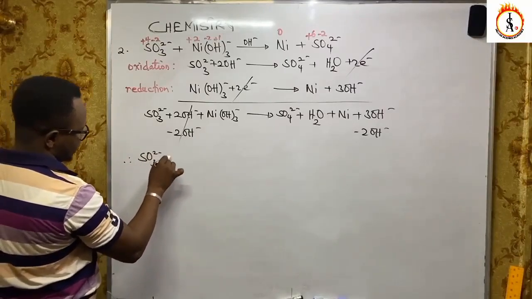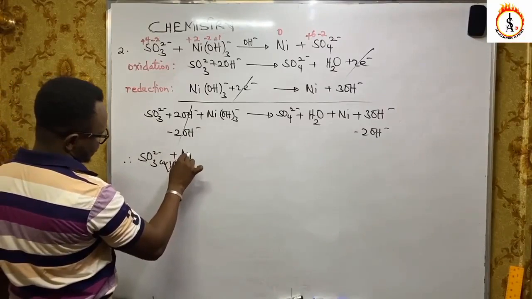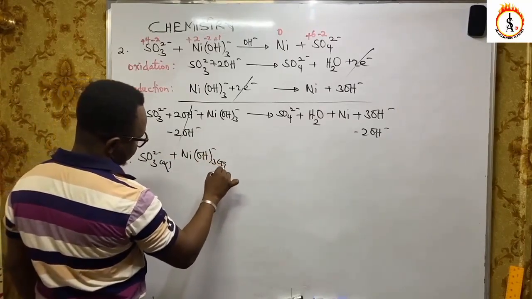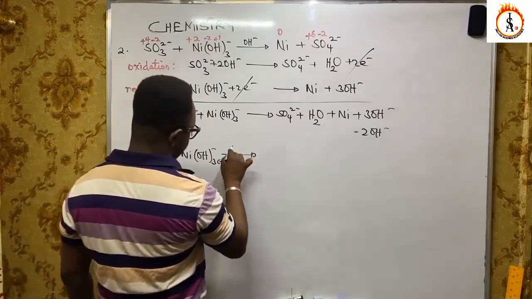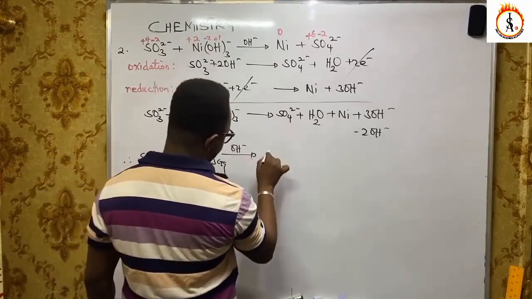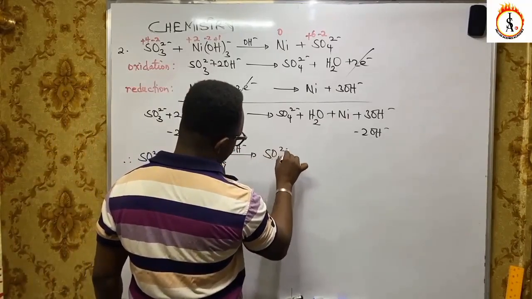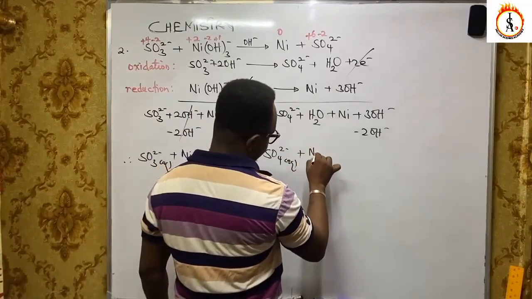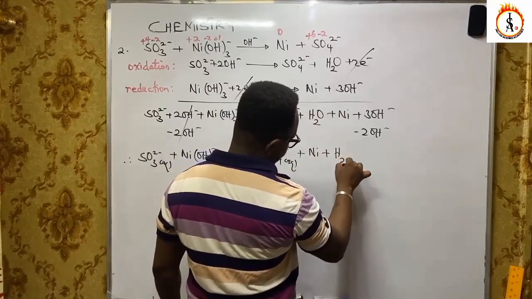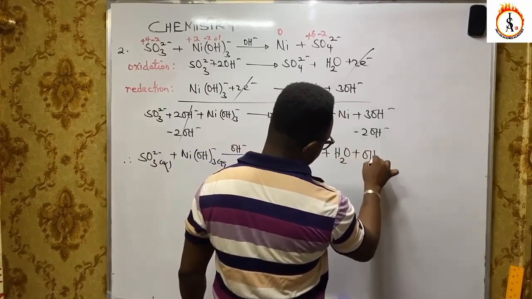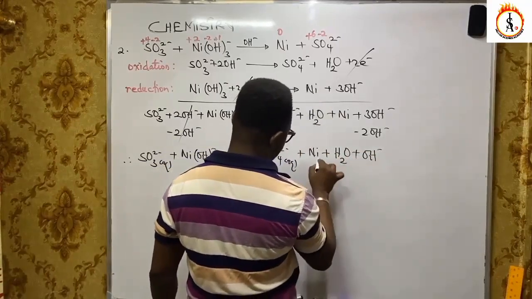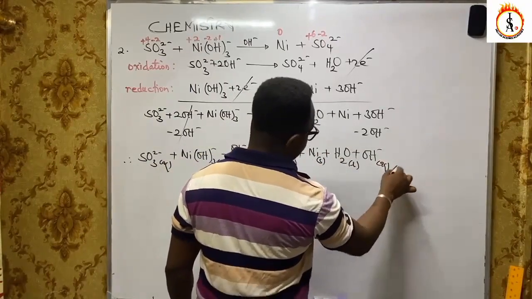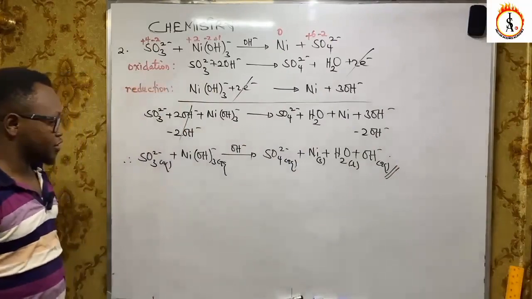trioxosulfate 4 aqueous reacts with nickel hydroxyl ion aqueous in an alkaline medium to produce tetraoxosulfate 6 plus nickel plus water and hydroxyl ion. So this is solid, this is liquid, and this is aqueous. So this becomes your balanced equation.